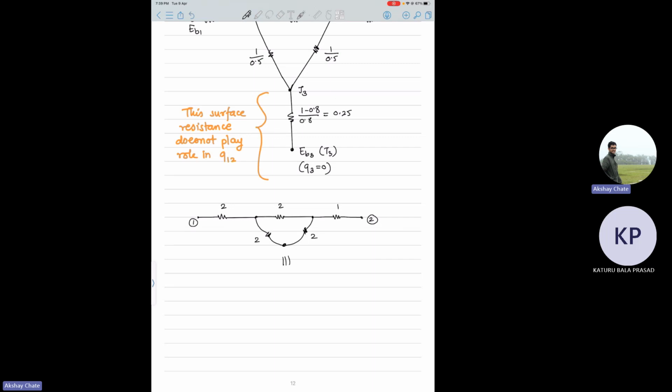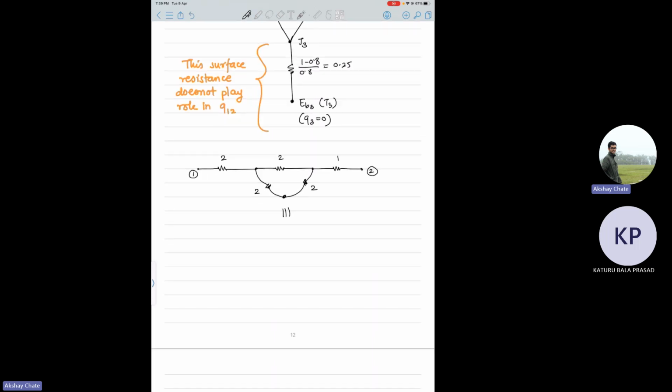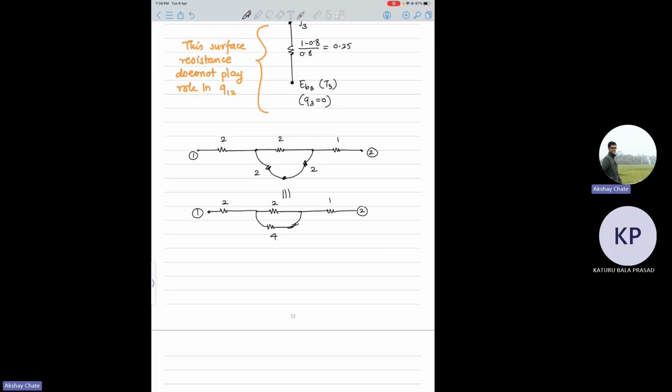So this circuit is equivalent to, we know in series the resistances add up. So this will be again 2, and this will become 4 in parallel to the 2. And this other outside will be the same, 2 and 1. So this is your second point, this is your first point. So one like this, sorry. Yeah, so these are your J1, J2 points, just so that somebody should not get confused.